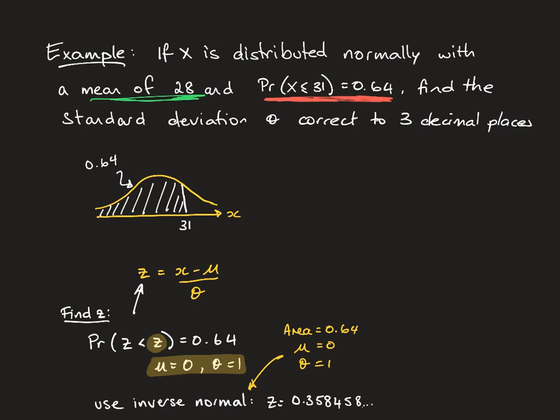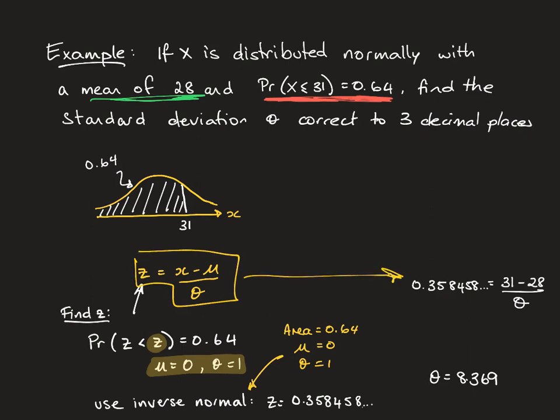And then when you press go, it will give you this answer, 0.358, with a whole heap of decimal places, and you'll need to remember that that is your Z score. So then your next step is to substitute that Z score into your formula that we've got up here. So there's our Z formula there, and now we're going to substitute it in.